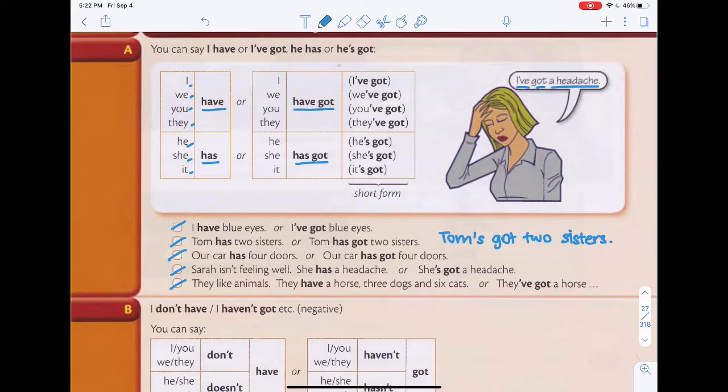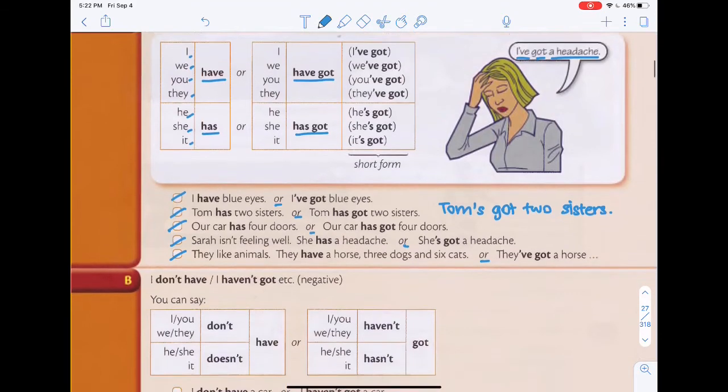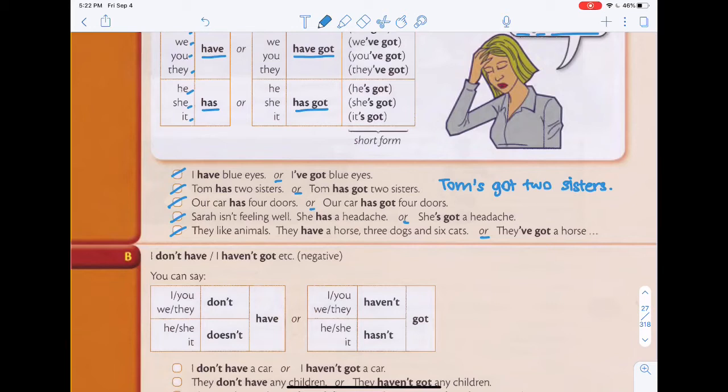Okay, so all these are or, which means you can use either I have or I've got any way you want. Whichever way you're comfortable with, you can use. Most of the time, people use I have. Okay, but sometimes if you want to use I've got, you can go ahead. There's no right or wrong.